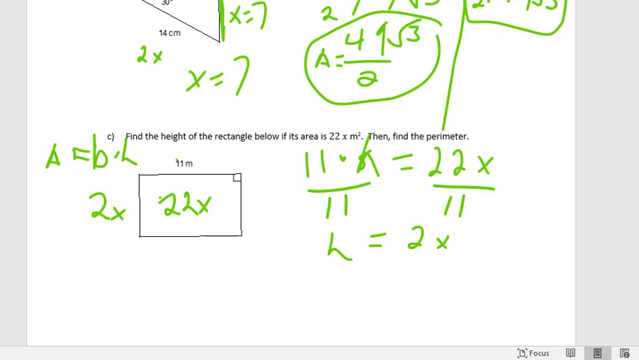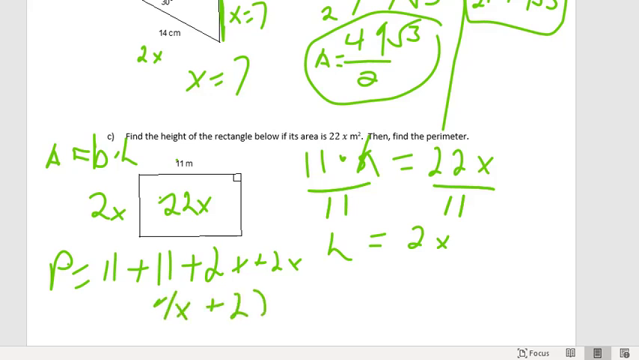So now find the perimeter. 11 plus 2x plus 2x. So 4x plus 22 meters.